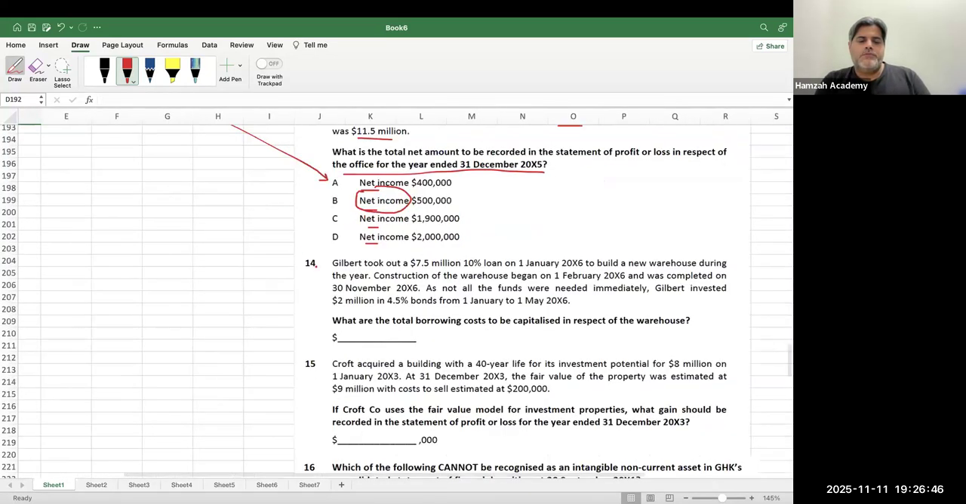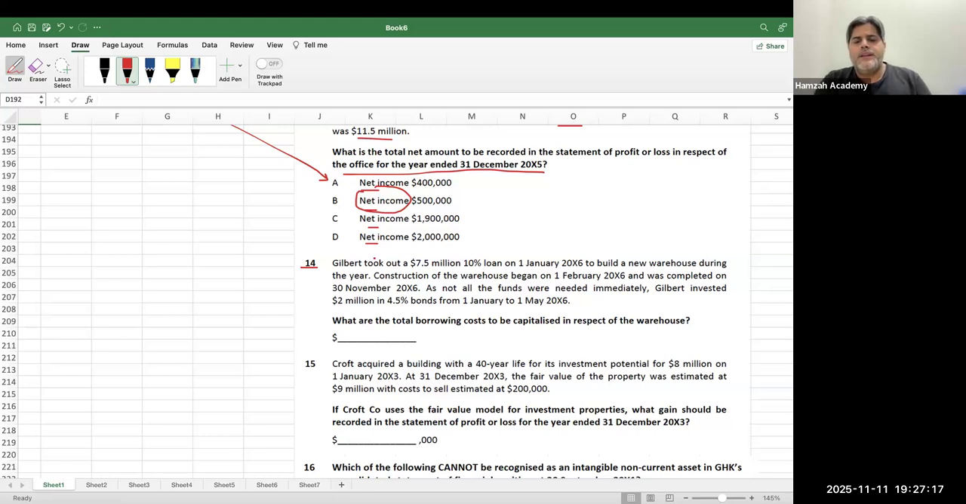Okay, now we have question number 14 over here. Gilbert took out a 7.5 million 10% loan on 1st January 20x6 to build a new warehouse during the year. Construction of the warehouse began on 1st February and was completed on 30th November. As not all of the funds were needed immediately, Gilbert invested the 2 million in 4.5% bonds from 1st January to 1st May. So what is the total borrowing cost to be capitalized?